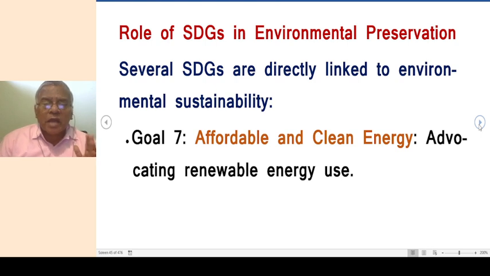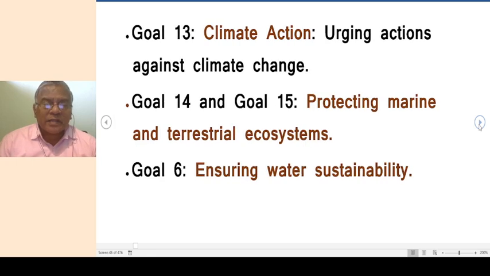Several SDGs are directly linked to environmental sustainability. For example, Goal 7, affordable and clean energy, advocating renewable energy use. Then Goal 13, that also is included in environmental awareness: climate action, urging actions against climate change. Then Goal 14 and Goal 15 are related to the idea of protecting marine and terrestrial ecosystems.